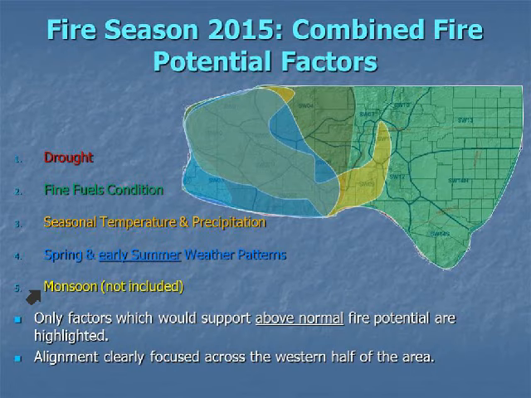So the key, though, is that the focus for any kind of problems this year in terms of large fire potential are across the western portion of the geographic area, primarily, exclusively actually, in Arizona.